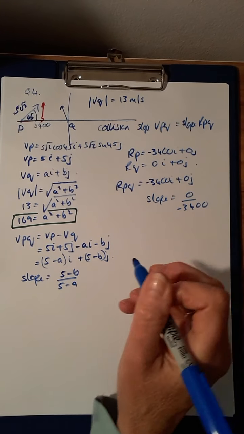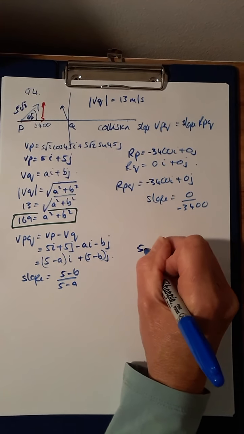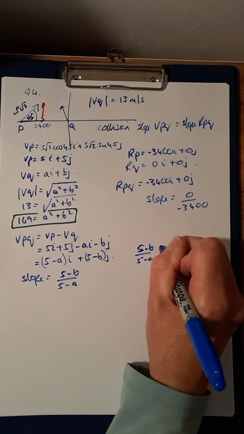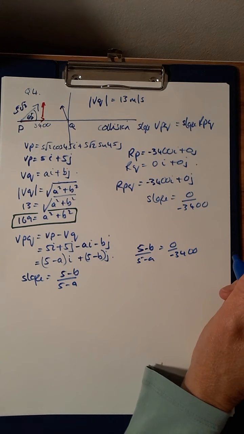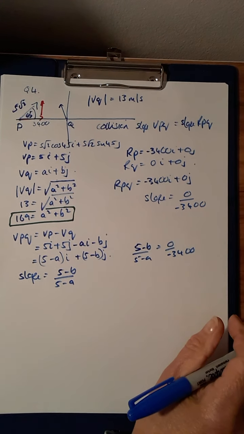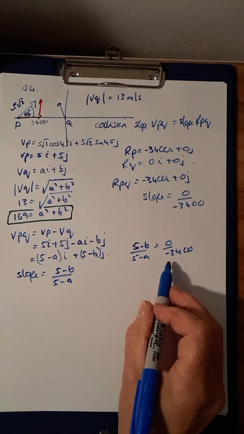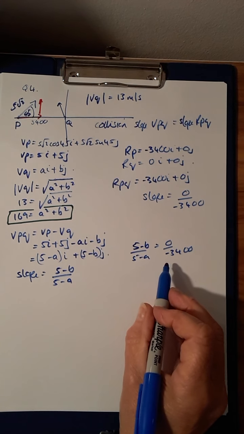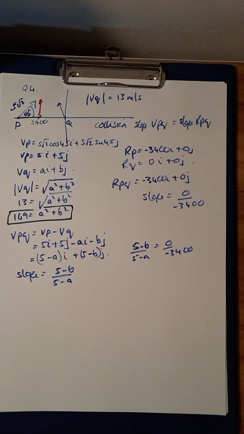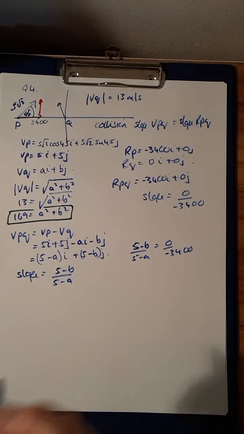Okay, so if they're on a collision course, these have to be equal. So I'm going to put them equal to each other. 5 minus b over 5 minus a is equal to 0 over minus 3400. I will cross multiply here, and this will become 3400 multiplied by 5, which gives me 17,000.